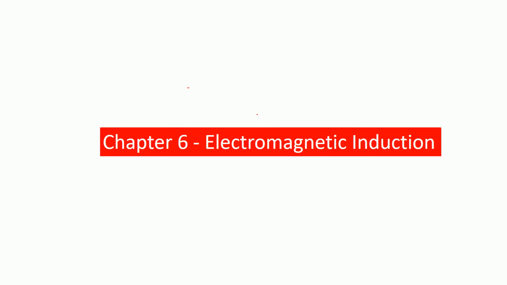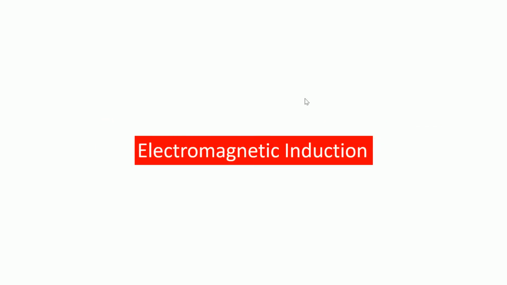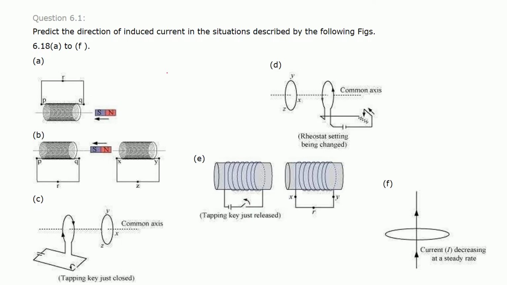This is chapter number 6, Electromagnetic Induction. We are taking question and answer on electromagnetic induction. The first one is: predict the direction of induced current in the situation described by the following figures. So we have to predict the direction of induced current. So these are the situations. We'll see one by one.